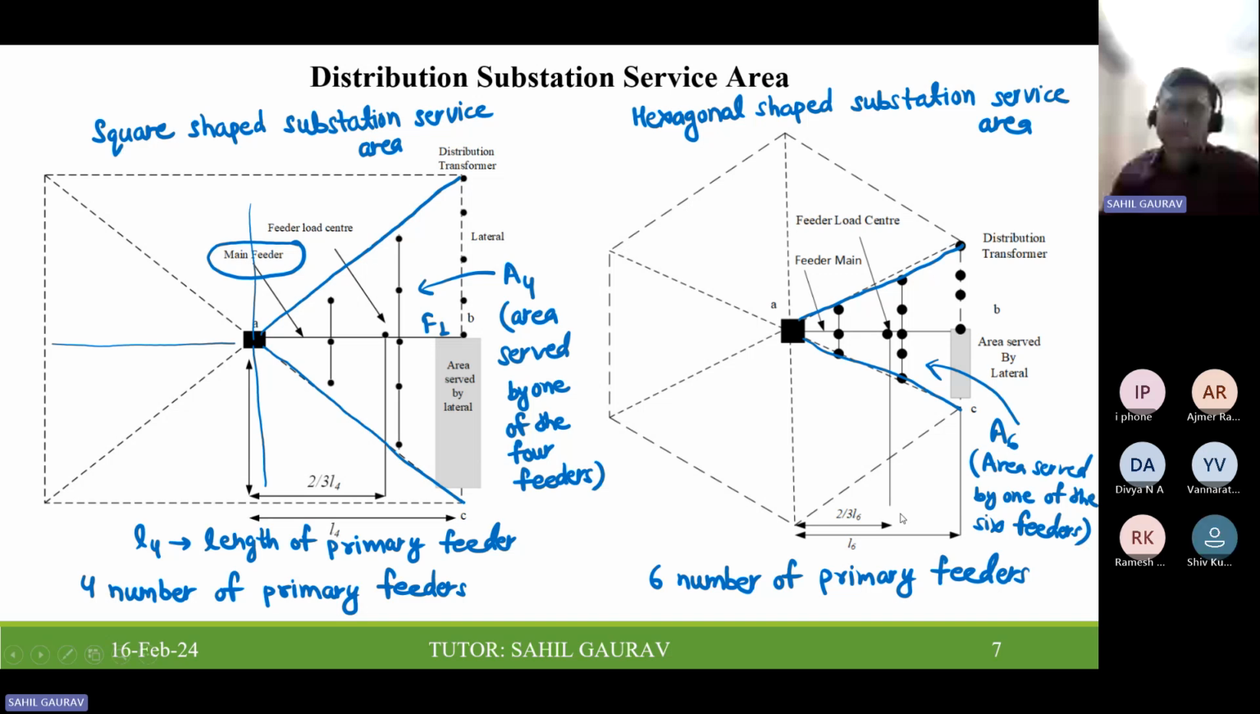So we are using this subscript 4 or 6 by the number of primary feeders. So don't confuse with these other things. This A4 means area served by one of the 4 feeders for the square shape, and A6 means area served by one of the 6 feeders that we denote for hexagonal shape. Now before we move to the square shape and hexagonal shape, first see this substation service area with single and double primary feeders.